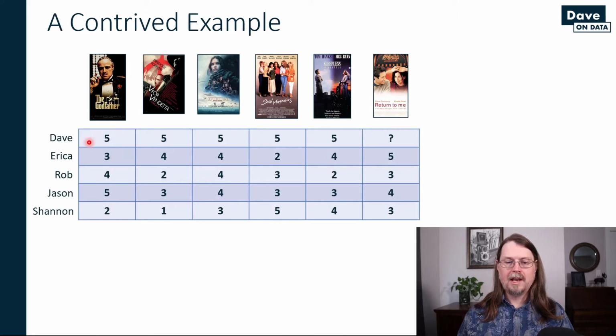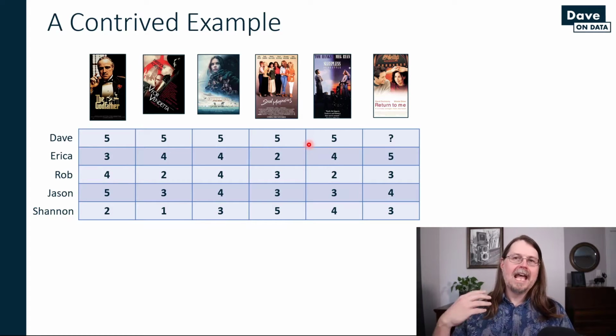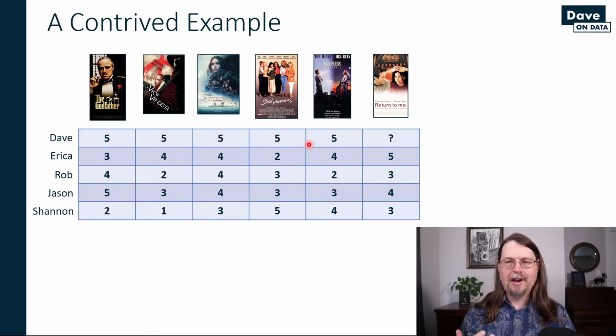And what you can see right here is a bunch of users, right? We have Dave and Erica and Rob, Jason and Shannon. And just so that you're aware, the Dave here is me, okay? So this first row of data is actually inspired by me. And we're going to use a classic scenario here, which is users can rate movies based on a 1 to 5 scale, 1 meaning they didn't like it so much, and 5 meaning they absolutely loved it, and then everything in between. Very common type of scenario.